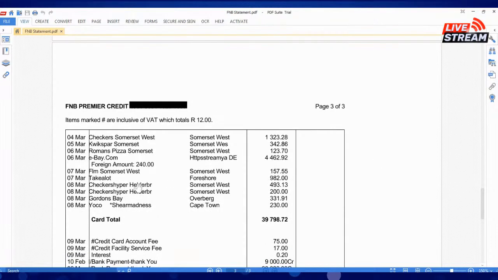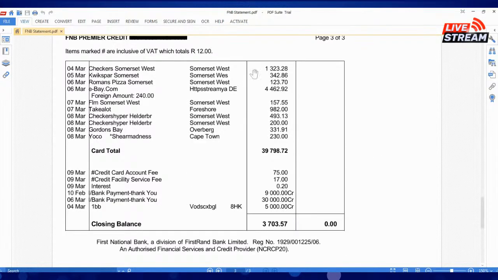Things that you should watch out for, things like eBay, for example, because that speaks to luxuries that might have been bought, online shopping. So that's definitely something that you have to bear in mind. Keep that in mind, because you could cross-examine the person on the necessity of that type of expense. Same with Takealot, for example. There's a big amount of Takealot. Why was it necessary? What was it for? And then you would look at things like the income.